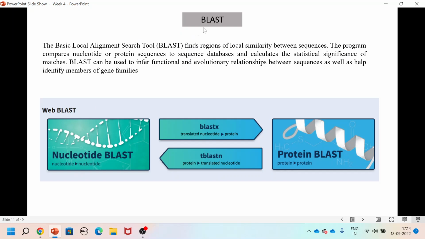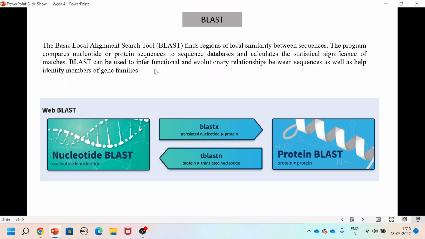BLAST, as the full form suggests, is the Basic Local Alignment Search Tool. It is the tool which is used for local alignment, and it finds the regions of local similarity between the sequences. This program compares a nucleotide or a protein sequence to a sequence database which is already present and calculates the statistical significance of the matches, whether we have obtained the similarity by chance or it is actually the similarity which is present in the genome. So it calculates that based on the statistical significance.